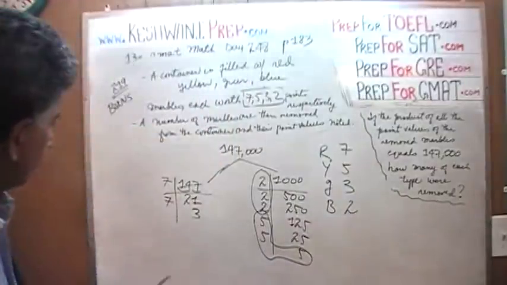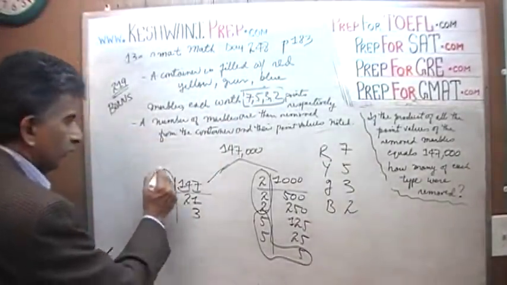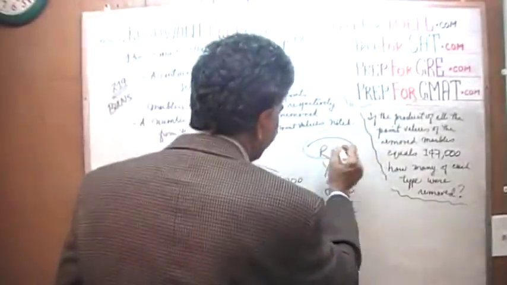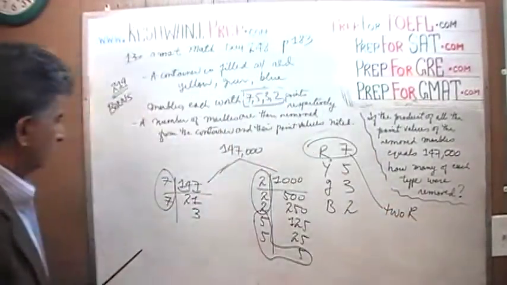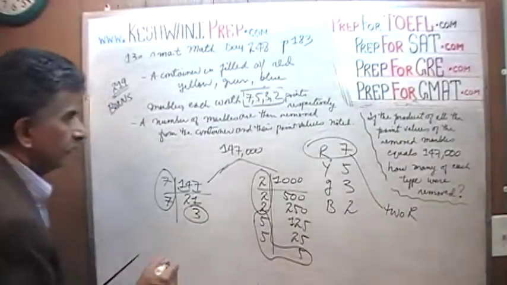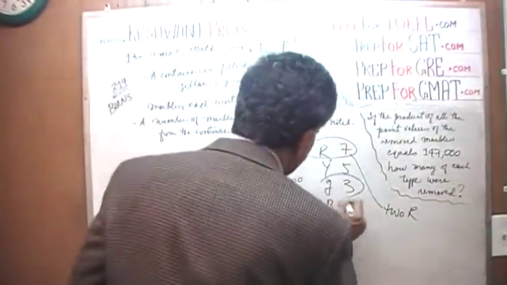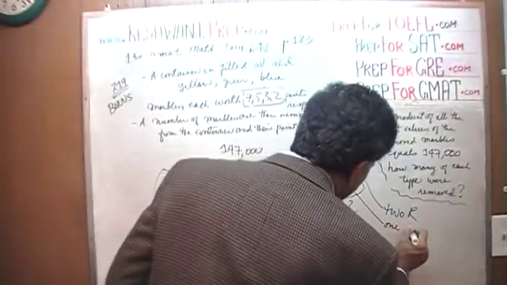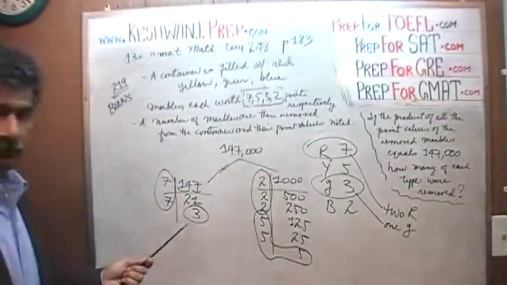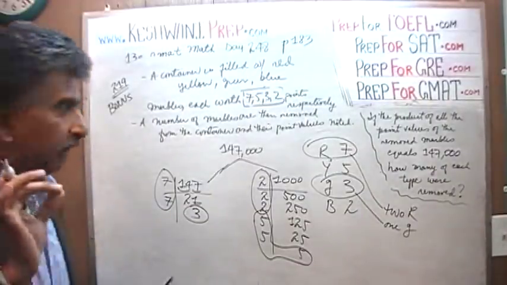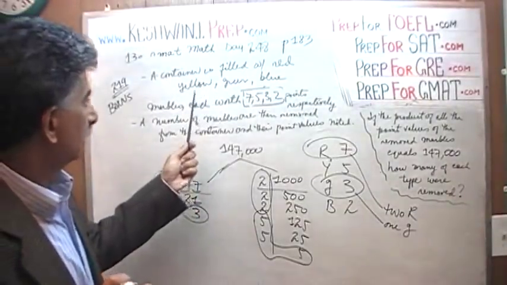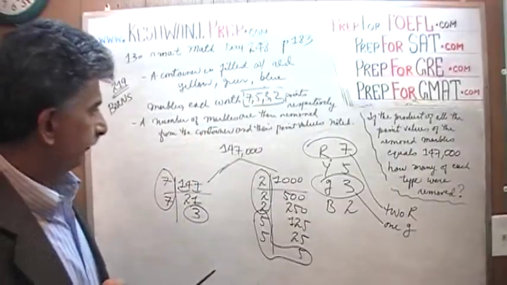Okay, let's get going. We see 2 sevens, which means we must have had 2 red ones. I see 1 three, which means we had 1 green one, because there is only 1 factor of 3, which means we must have taken out only 1 marble of color green.